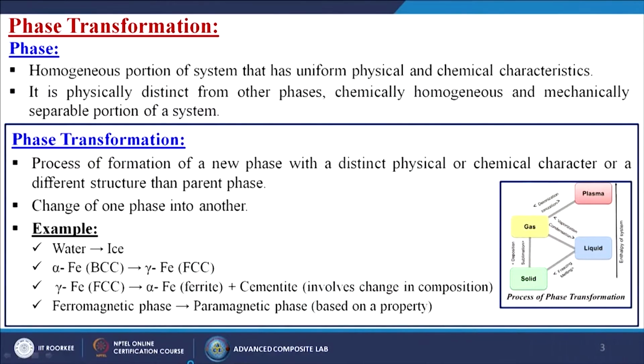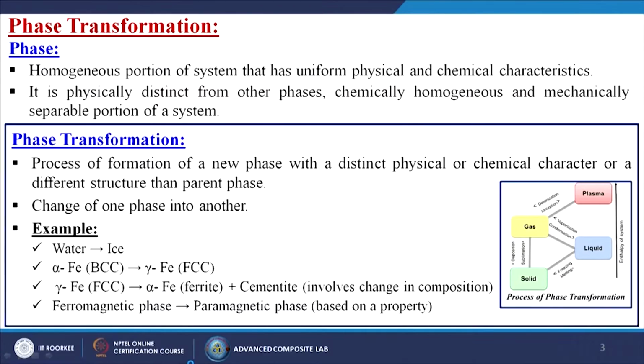Before we start, let us know what a phase is. A phase is a homogeneous portion of a system that has uniform physical and chemical characteristics. It is physically distinct from other phases, chemically homogeneous, because the material throughout the whole volume shows the same properties, and it is a mechanically separable portion of a system. Now, what is phase transformation? It is the process of formation of a new phase with a distinct physical or chemical character or a different structure than the parent phase. Change of one phase into another.